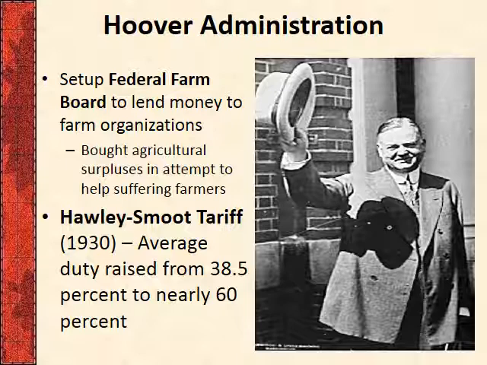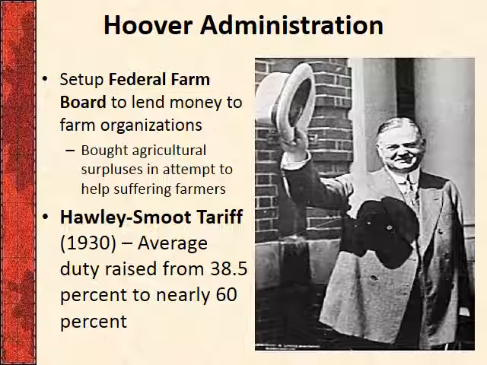So he actually does try and help out farmers, remember, because they're really being hurt hard in the 1920s. So if farmers are too efficient, or if they're producing too much food, how do you fix this? And so he sets up the Federal Farm Board, which lent money to different farm organizations, different co-ops and whatnot. And these co-ops would buy agricultural surpluses in an attempt to help suffering farmers, because remember, they're getting such low prices. This doesn't really work, though, because then they sell those surpluses on the open market, usually overseas. So at the end of the day, they're not really doing a whole lot.